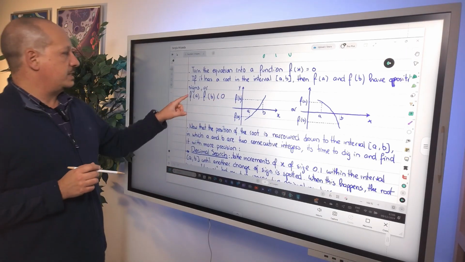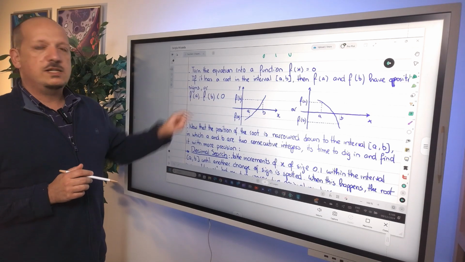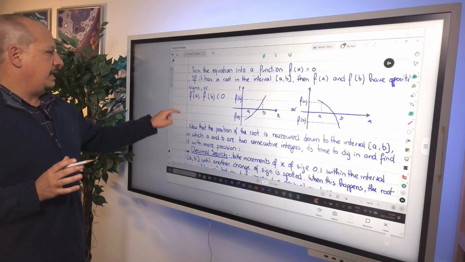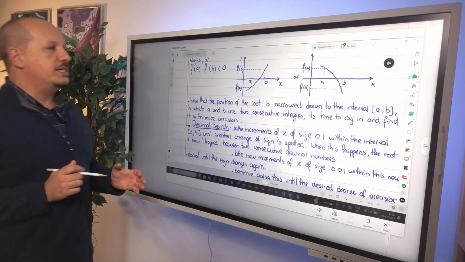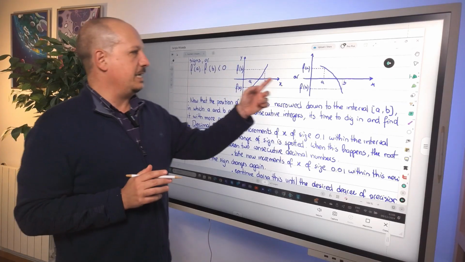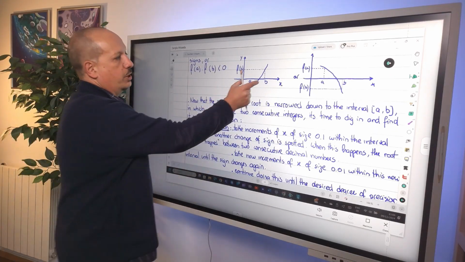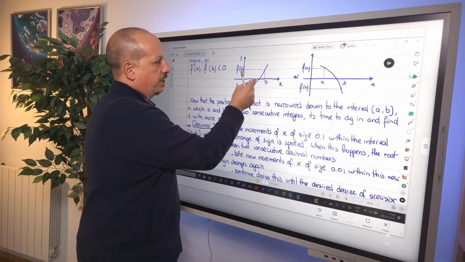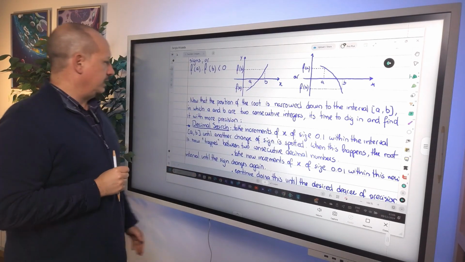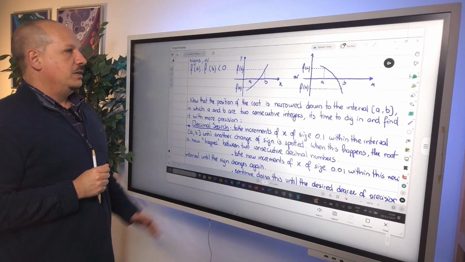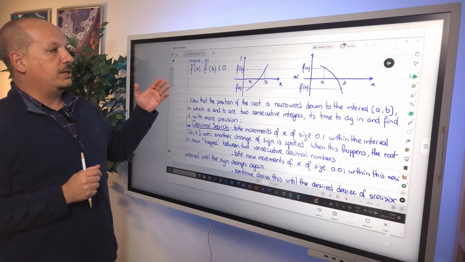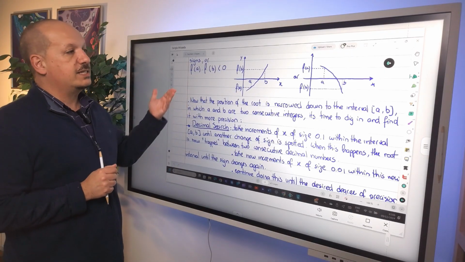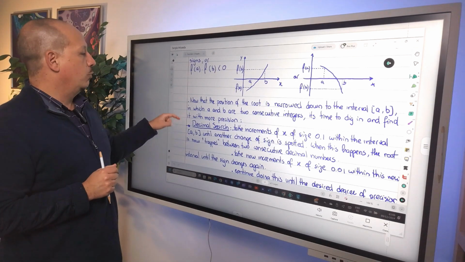So in these situations, f of a times f of b is going to be negative, right? Makes sense. Now that the position of the root is narrowed down to the interval ab, what can you do? You can break this down into smaller pieces, all right? And narrow down your search into smaller intervals, right? So now that the position of the root is narrowed down to the interval ab, in which a and b are two consecutive integers, it's time to dig in and find it with more precision.